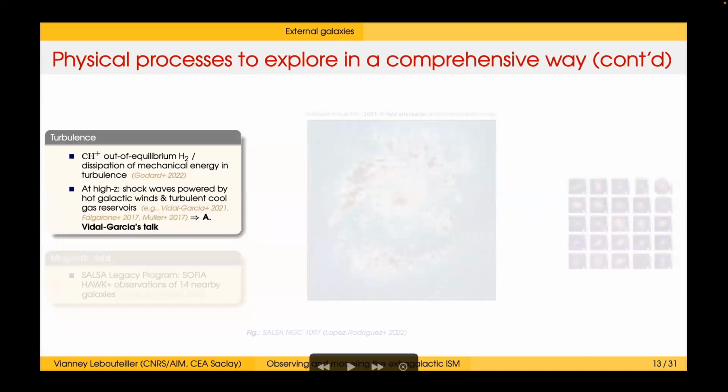Now going to other physical processes, turbulence. So we had Benjamin tell us about CH+, which can trace out-of-equilibrium H2, and in some specific cases also possibly the dissipation of mechanical energy in turbulence, with some examples at high redshift with shockwaves powered by hot galactic winds or turbulent gas reservoirs, and there is a talk by Alba at the end of this session.